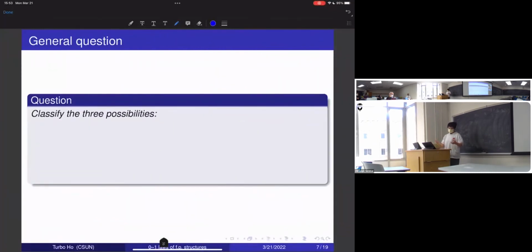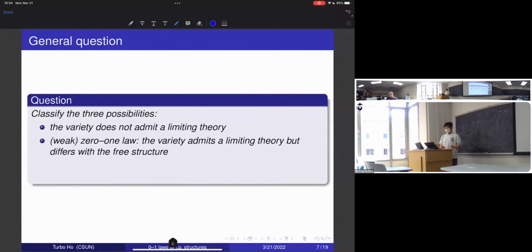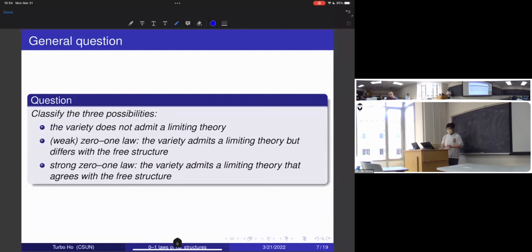So now what do we do? Of course, you have a notion, you want to classify it. So there are obviously three possible cases. You can just not have a limiting theory. That's of course possible, right? So far we don't have an example, but of course that's possible. The second one is you have the non-strong zero-one law, which means that you satisfy the zero-one law, but for some reason the limiting theory is not the theory of the free structure. And then of course you have the strong case. So those are the three possibilities. It turns out that all three possibilities are actually possible. We're going to look at some examples.